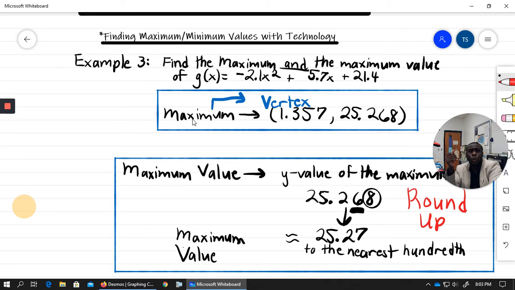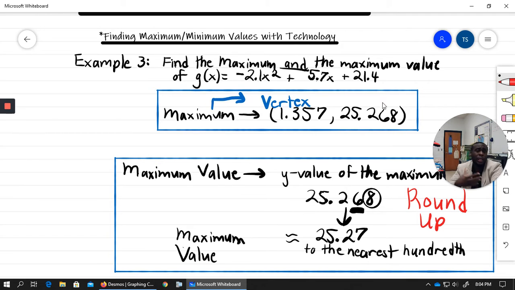And again, guys, when you're dealing with a relative maximum or relative minimum, that is going to be the exact same thing as a vertex. So whatever your relative maximum or relative minimum is for a quadratic function is going to be the same thing as the vertex. So again, that was that.